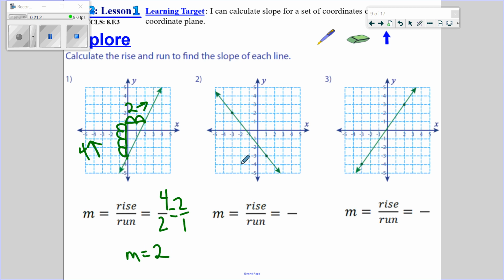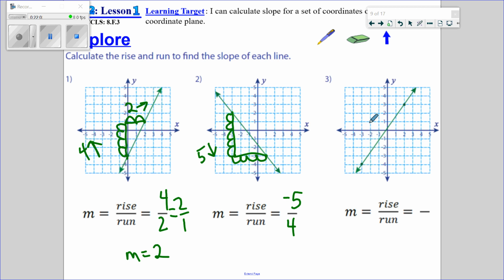The next one I can see from left to right, it's going downward, it's decreasing, so it's negative. So I'm going to start here, go down, now to get to the next point, which is here. So we're going to count 1, 2, 3, 4, 5. I went 5 down. My run, I'm going to the right. 1, 2, 3, 4. So my rise was 5 down. It's a negative 5, and it's 4 to the right. But it's still a negative slope because it's negative 5/4.